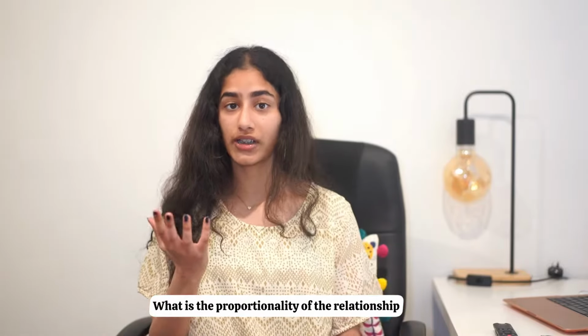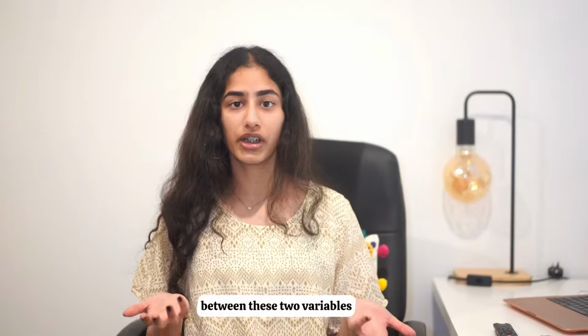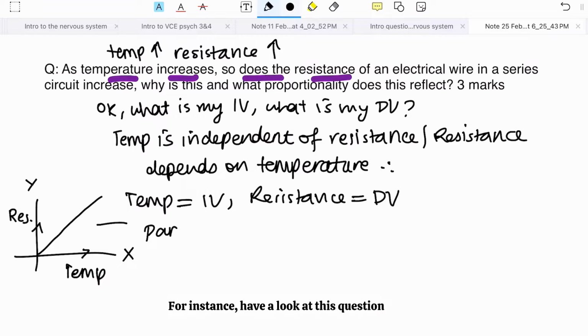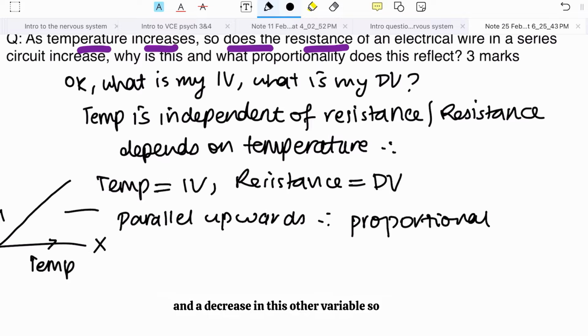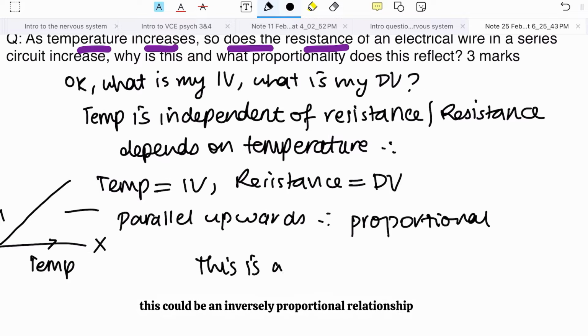What is the proportionality or the relationship between these two variables? For instance, have a look at this question. In this question, for instance, I have a variable that shows an increase, and another variable that shows a decrease. So this would be an inversely proportional relationship between the two variables.